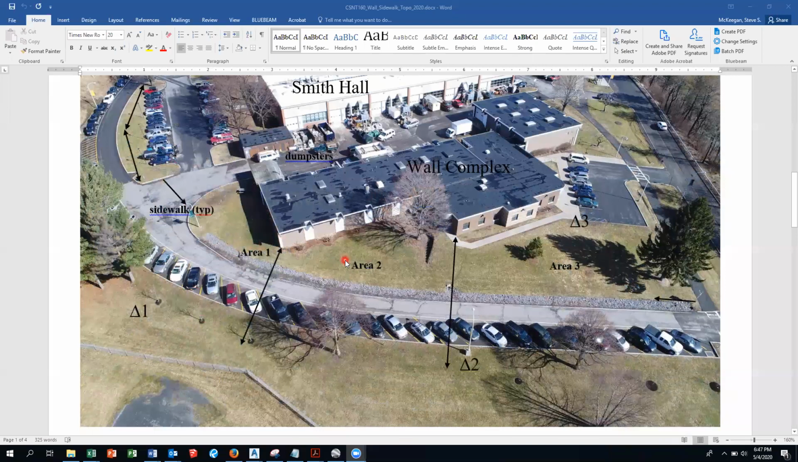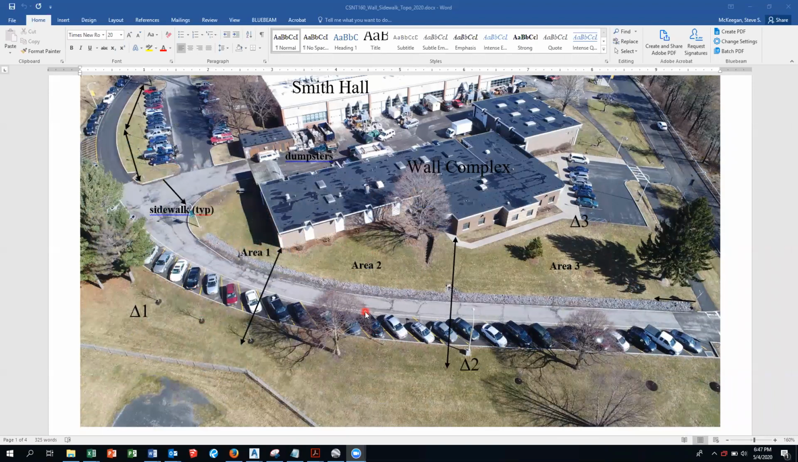And then second group would do this area 2, pretty much from the corner of wall right here to the corner of the wall complex right here. So they would topo all of this area right here.